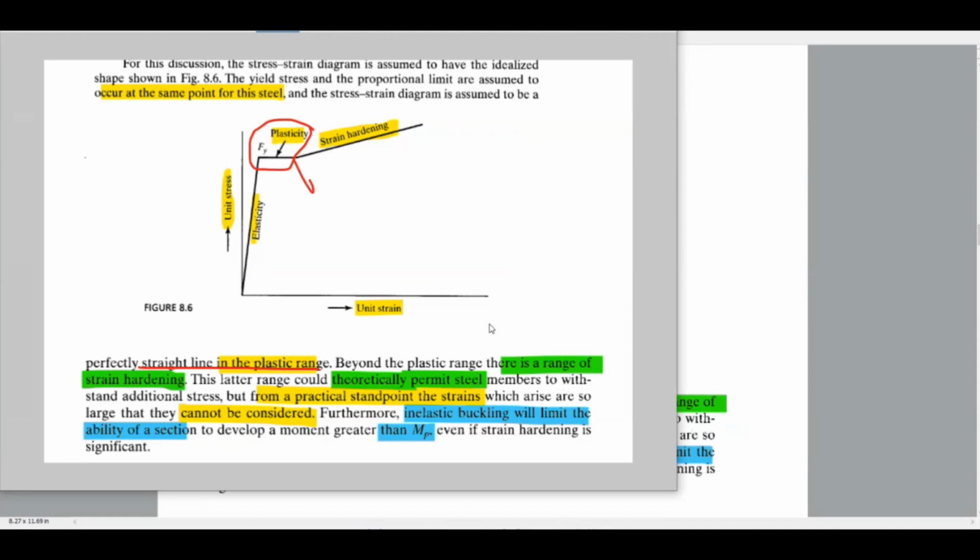Beyond this plasticity, there is a range of strain hardening. This latter range could theoretically permit the steel members to withstand additional stresses. But from a practical standpoint, the strains which arise are so large that they cannot be considered. Furthermore, inelastic buckling will limit the ability of the section to develop a moment greater than Mp. So if inelastic buckling happens, it cannot develop any moment greater than the plastic moment, even if strain hardening is significant.